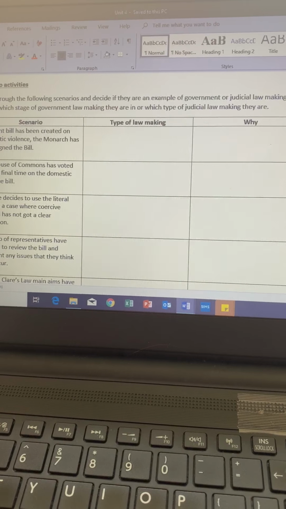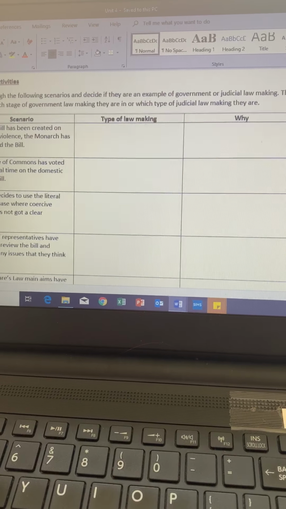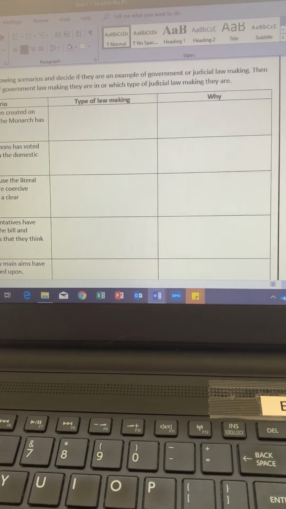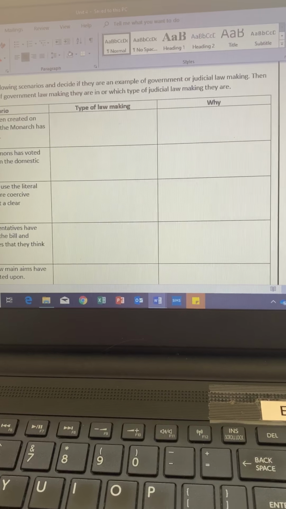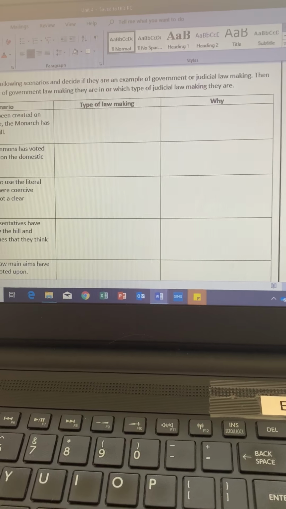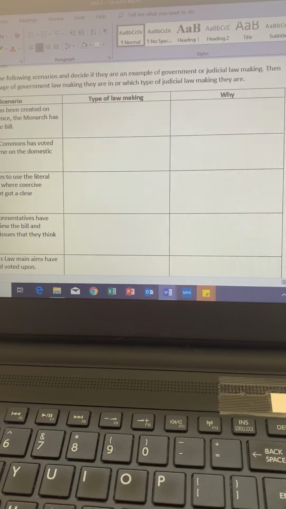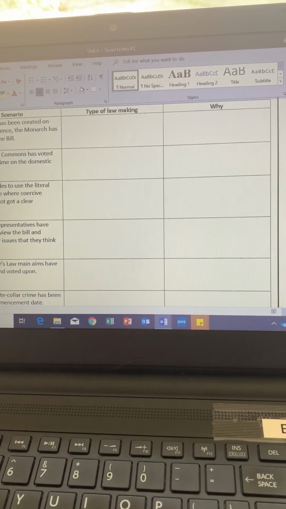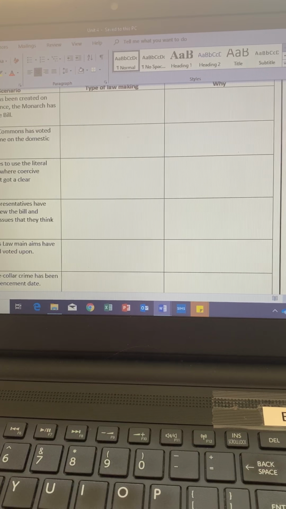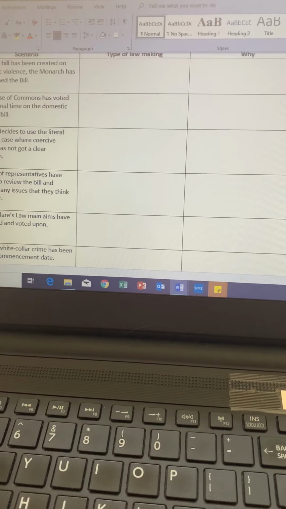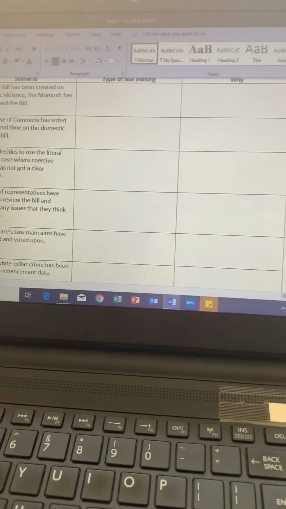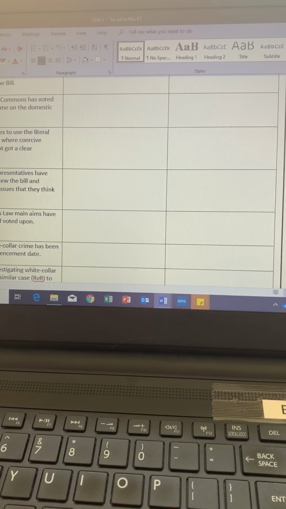The second one: the House of Commons has voted for the final time. Again, it's got Commons in there, so it's obviously parliamentary lawmaking, not judicial. It says they voted for the final time, which makes it the third reading. Third one, easy. It says judge, so obviously it's judicial. It says literally the literal rule, so that's your explanation: a judge has used the literal rule. It literally is an example of the literal rule.